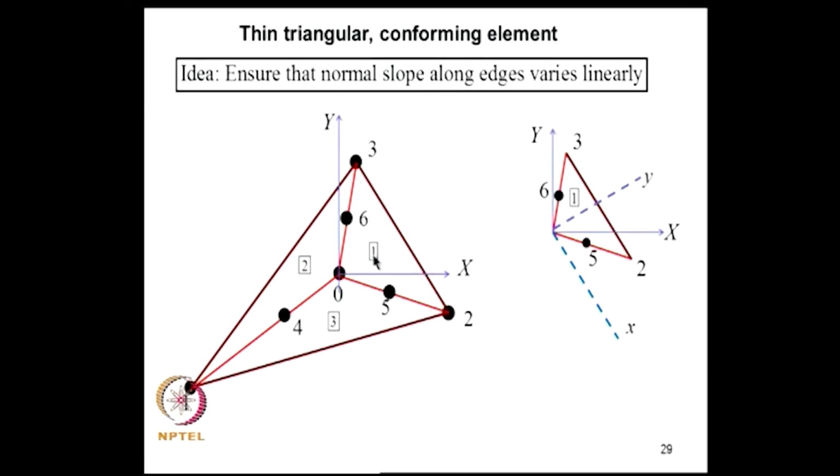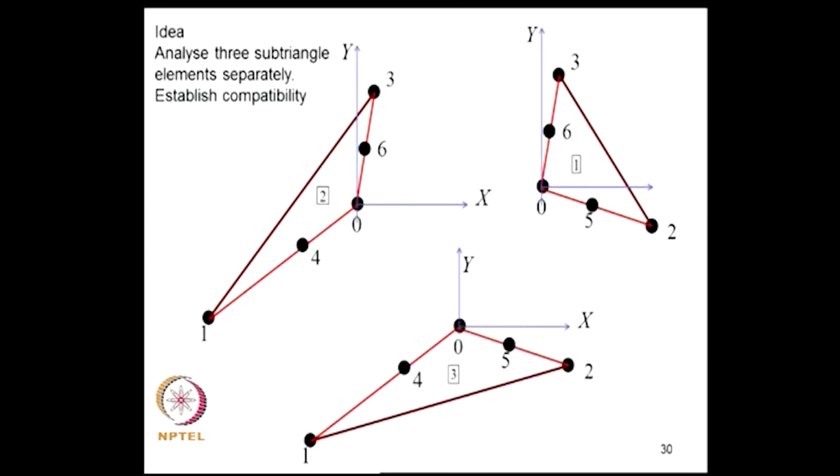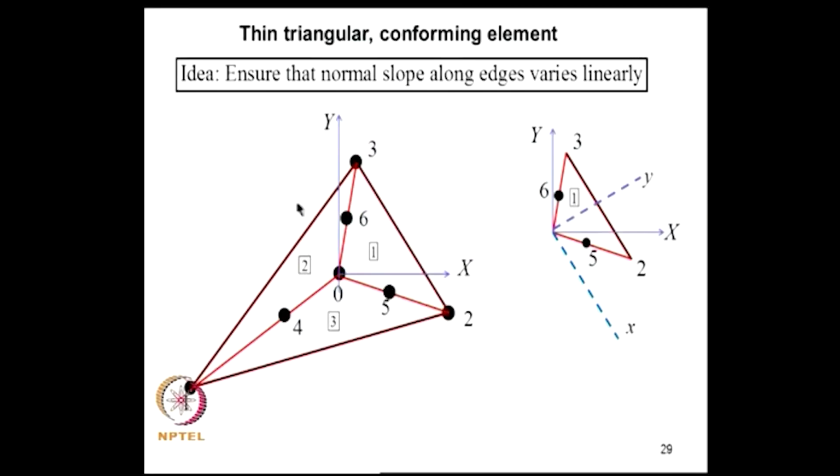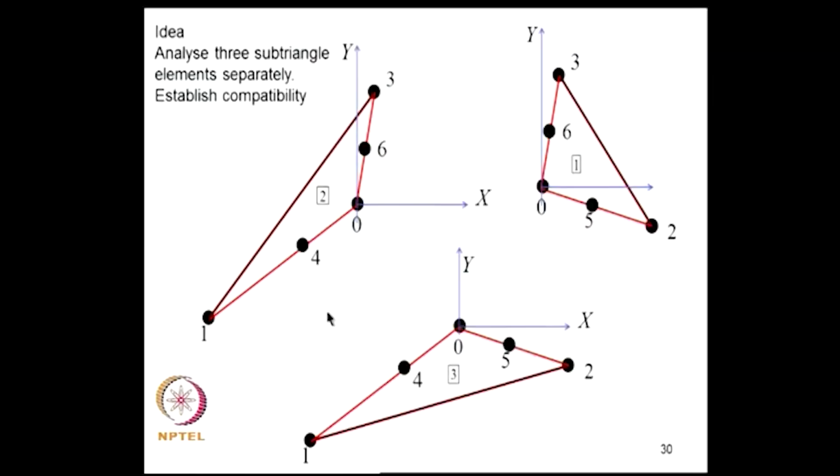we will analyze these 3 elements separately. For element 1 there will be a global coordinate system, and for each one of these elements there will be a local coordinate system. So, this is as shown here. This x axis is taken to be parallel to edge 2, 3, so that this y axis is normal to the edge 2, 3. So, the idea here is we divide this triangular plate element into 3 sub triangles 1, 2, 3.